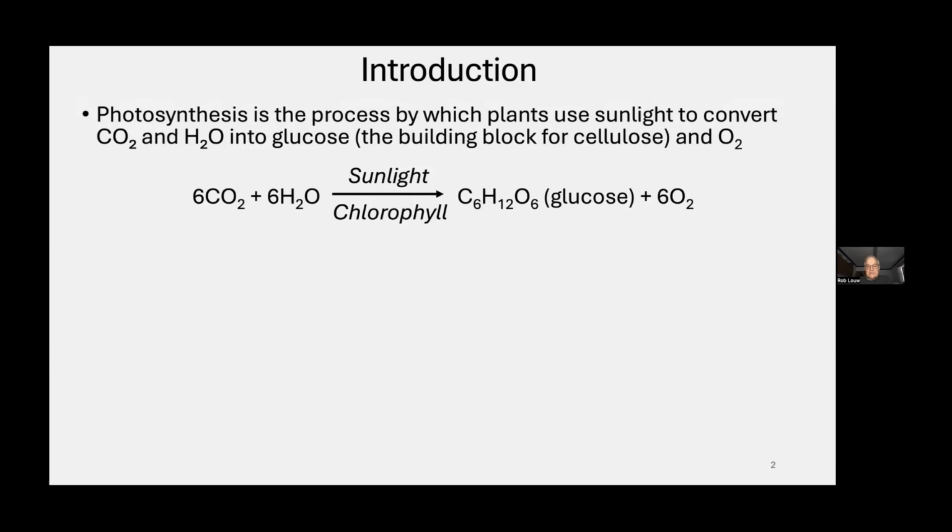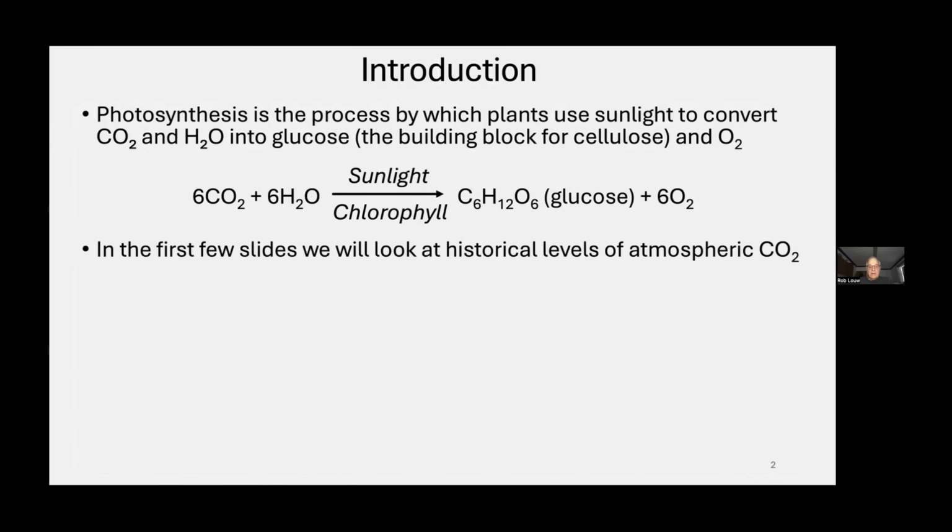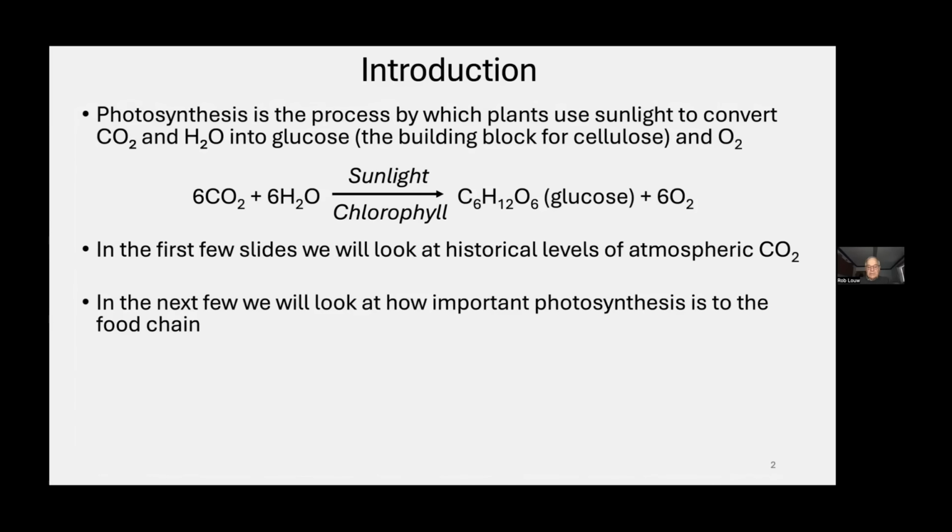Now, photosynthesis is the process by which plants use sunlight to convert CO2 and water into glucose, which is the building block of cellulose, and the process produces oxygen, as shown by this chemical reaction you see here on the screen. In the first few slides, I'm going to look at historical levels of atmospheric CO2, and then in the next few, we'll look at how important photosynthesis is to the whole food chain. And then this will be followed by a review of a plant leaf's anatomy.